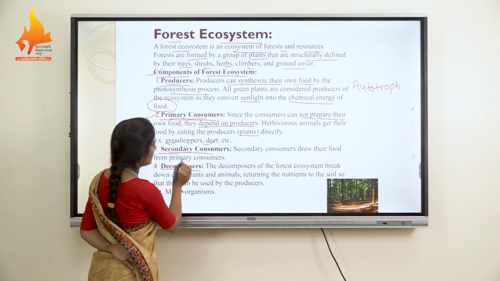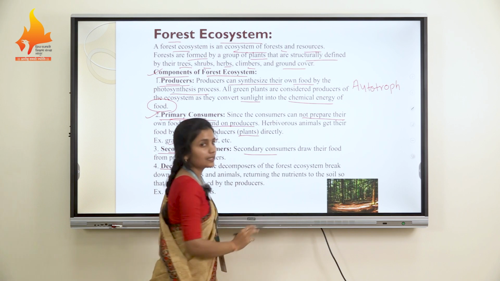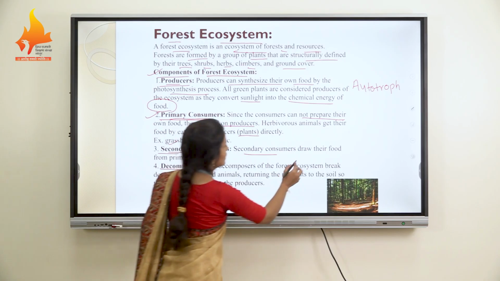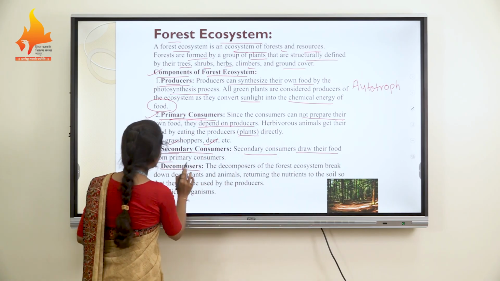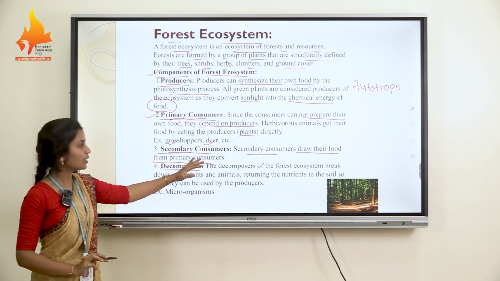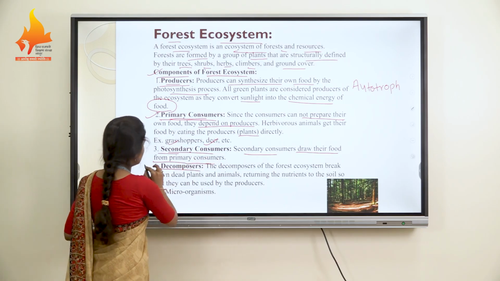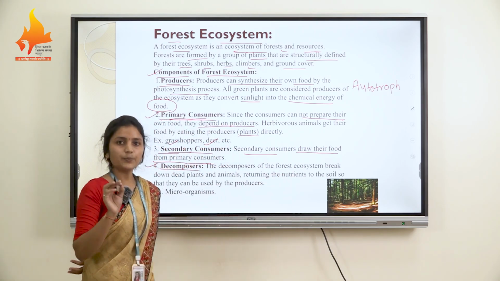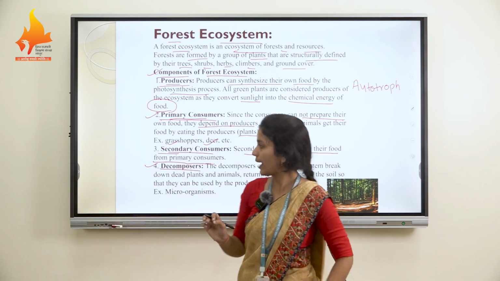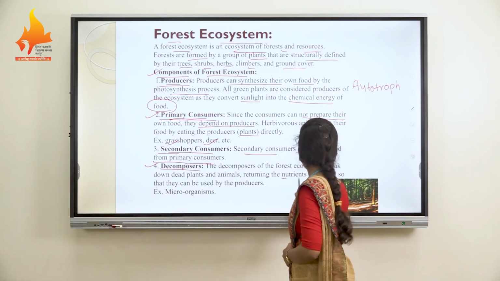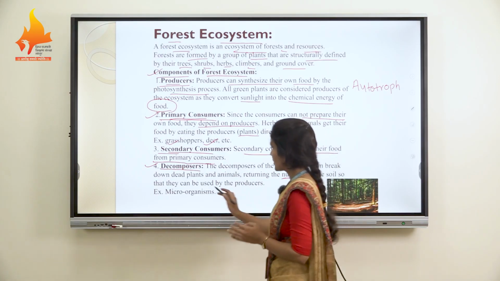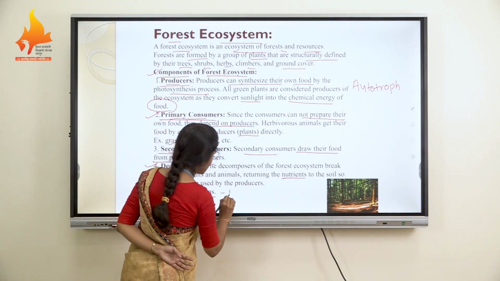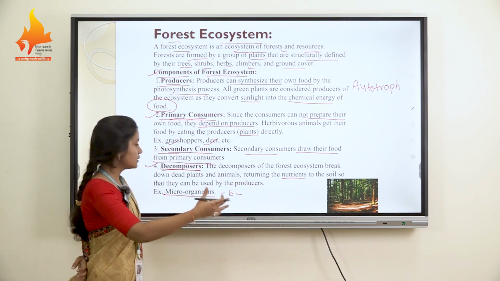Next, the secondary consumer, which depends upon the primary consumer, or which obtains its food from the primary consumer, is called the secondary consumer. Next, decomposers. Decomposers are organisms which decompose the dead and decaying parts of plants or animals and obtain their food or nutrients. These organisms are called decomposers, for example, microorganisms, which include bacteria, fungus or any other insects.